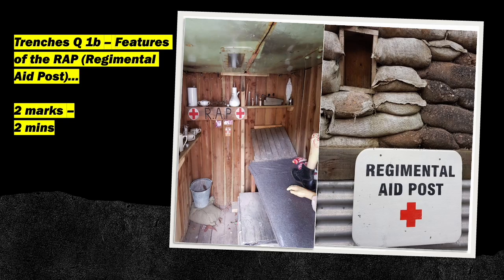That probably still will get you 2 marks, but try and keep it really technical and really tight to the question. So the question is, describe one feature of the regimental aid post, okay? Now, it's important that you, again, are sure what the question is asking you for. It isn't about the evacuation chain as a whole. It's not asking you about the CCS or the ADS or the base hospital. It's asking you specifically about the RAP.